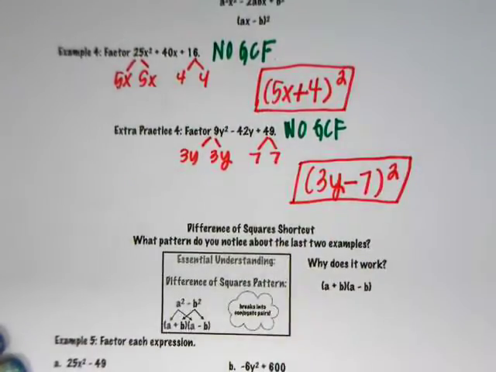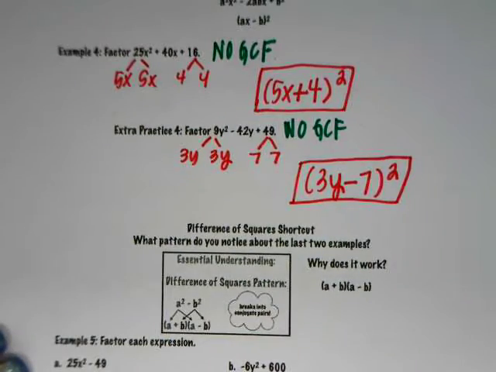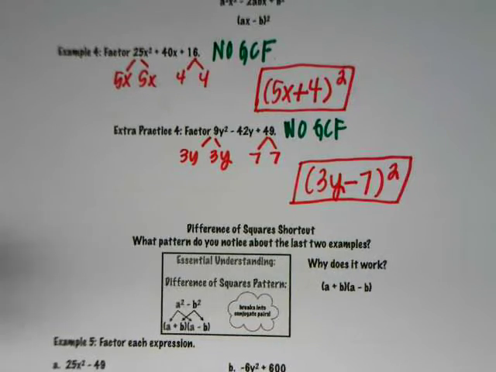How could I check this? You could do the FOIL. Perfect. Just like in the warm-up, just make two of them and then FOIL it. All right. Good on that shortcut? Okay. Now the next one.